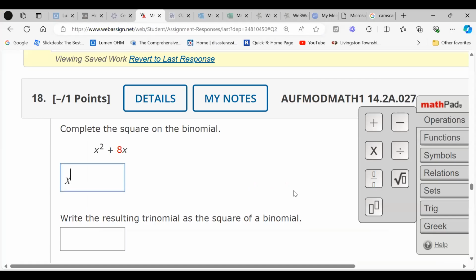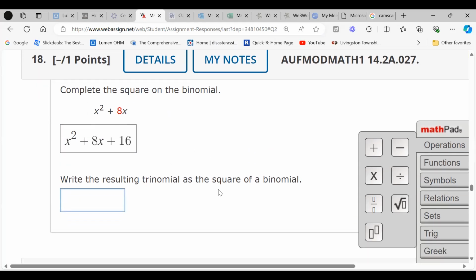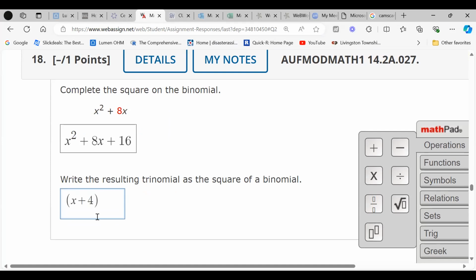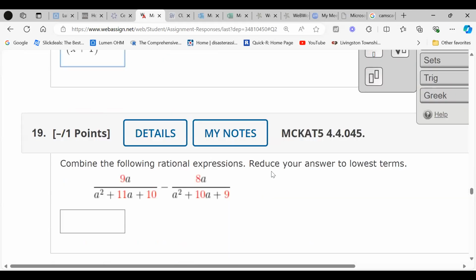So x squared plus 8x adding 16, and then that becomes x plus 4, in parentheses with the power of 2. Yeah. Okay, it's fairly straightforward.